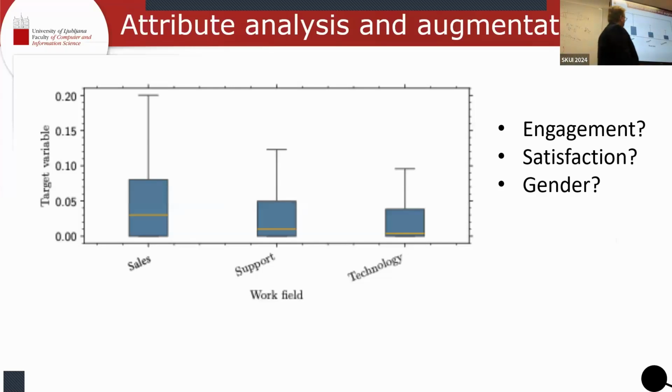And the interesting thing is that, for example, in the technology part, the absenteeism is very, very low, less than 0.01. While, for example, in sales, it is about 3 times higher. And in user support, it's somewhere in between. So the actual question is, why is this so?